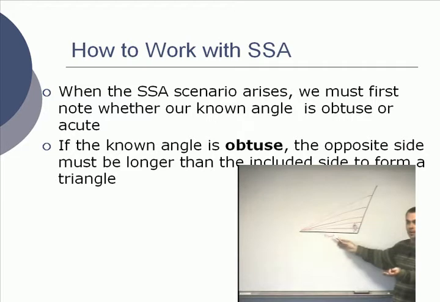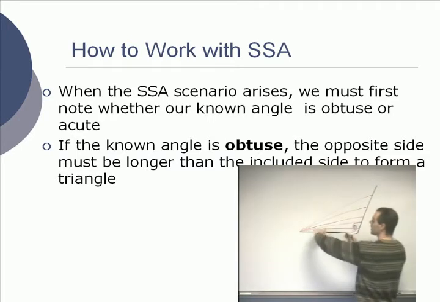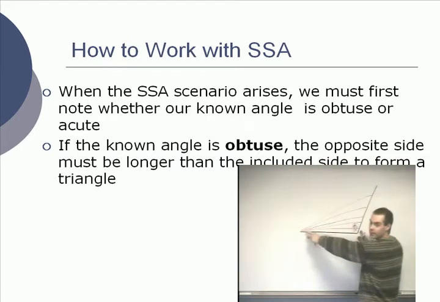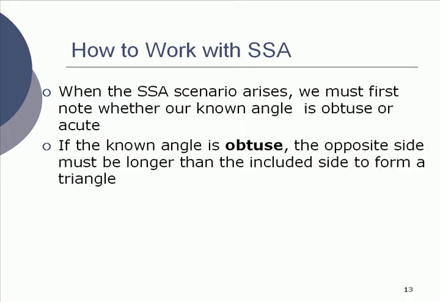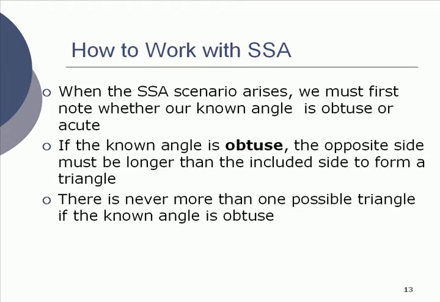Got to be longer than the known side. Exactly. If it's shorter than the known side, or what we call the included side, the one in between, it won't even reach back here. Can't form a triangle. So if the known angle is obtuse, the opposite side, the red one in the picture, has to be longer than the known side. If it's not, no triangle possible. If it is longer, then you can form a triangle, and it will be an obtuse triangle.